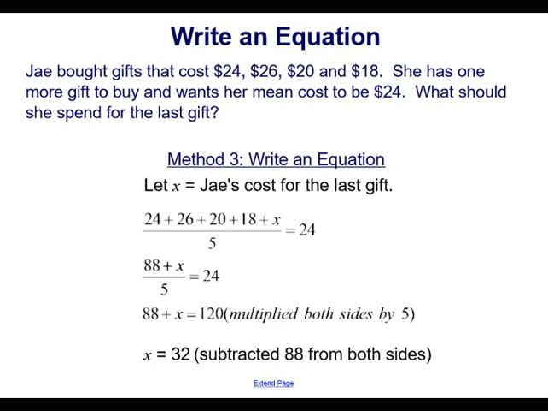So we're just simply isolating the variable x. We're solving for x. We're multiplying both sides by 5 and then subtracting 88, and you get that same number of 32. You get x equals 32. So you just need to then interpret that the variable x is the cost of the last gift. So x being 32 would mean that the last gift is $32. So you can guess and check, you can work backwards, or you can set up an equation to find that missing value.